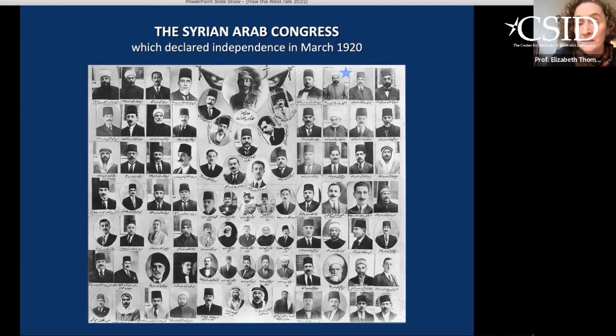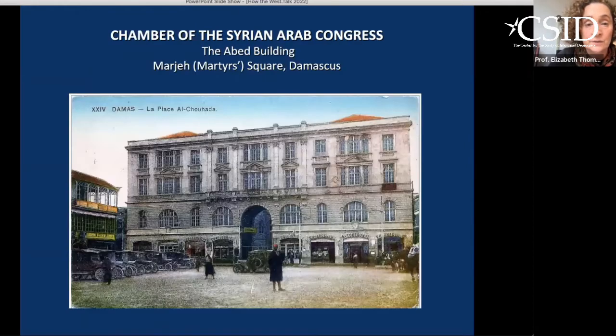Anyway, abandoned by the Americans, it was in March of 1920, as you see here, that this Congress decided under the provisions of the League of Nations Charter, which had guaranteed them provisional independence, they declared independence and established the Syrian Arab Kingdom and convened a committee to write their constitution. The Congress and the committee met in this building, which still exists in central Damascus in Marjeh Square.